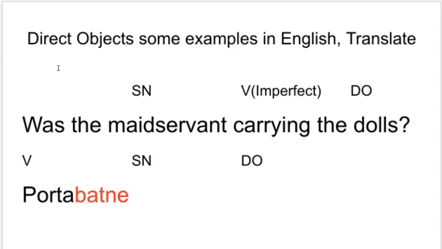Now we're ready for maidservant. It's singular and needs to be in the nominative case. That's ancilla. And then our last word is dolls. That needs to be plural, accusative case, pupas. Now, one last thing we have to make sure that we do. This is a question, so don't forget that question mark. Punctuation matters. So that's a brief introductory rundown on direct objects and how we use them in Latin sentences.